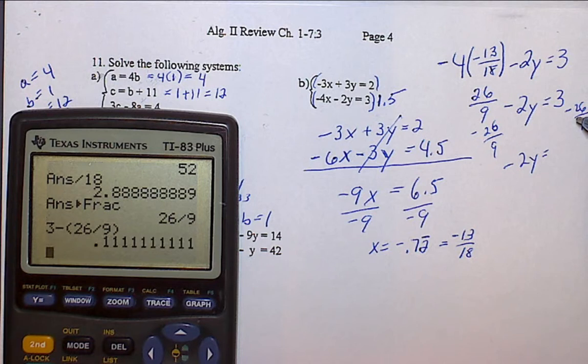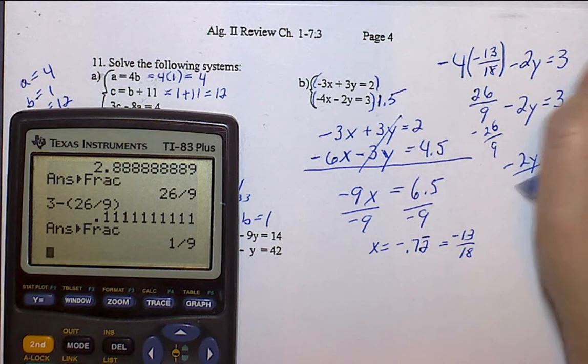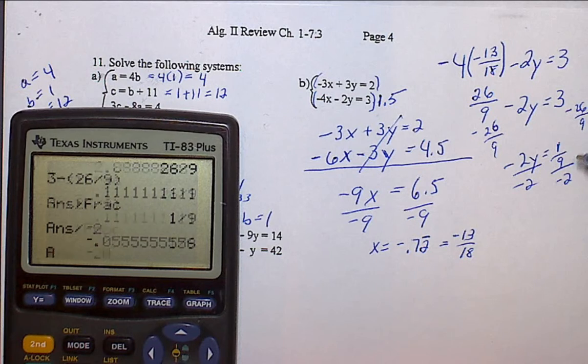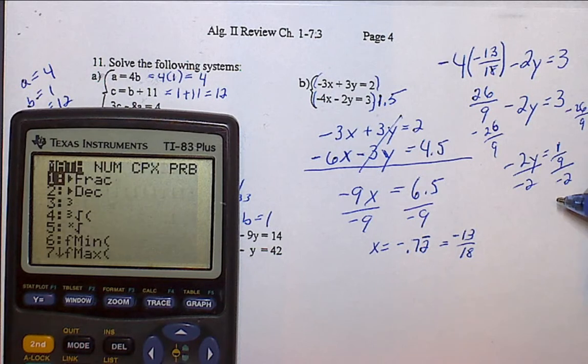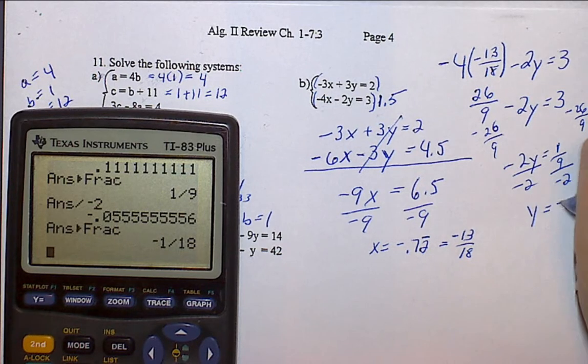and math fraction is 1/9. And then I'm going to divide that by a negative 2. So I'm going to go answer divided by negative 2, and I'm going math fraction. So I have y is equal to negative 1/18.